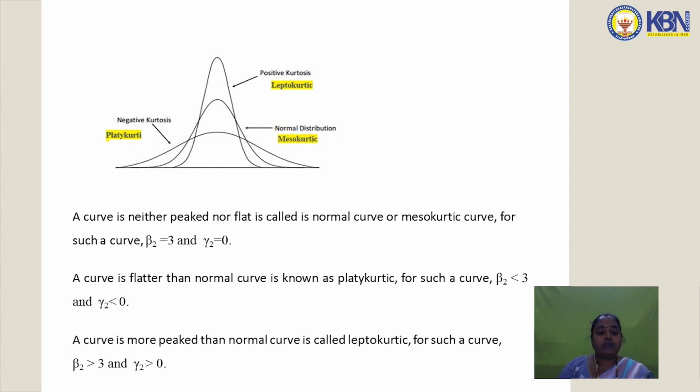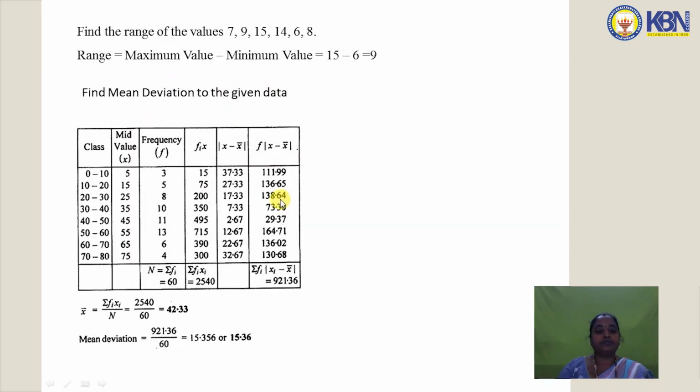If the curve is flatter than the normal curve, it is known as platykurtic. In this situation, beta 2 is less than 3 and gamma 2 is less than 0. If the curve is more peaked than the normal curve, then it is known as leptokurtic. For such a curve, beta 2 is greater than 3 and gamma 2 is greater than 0.